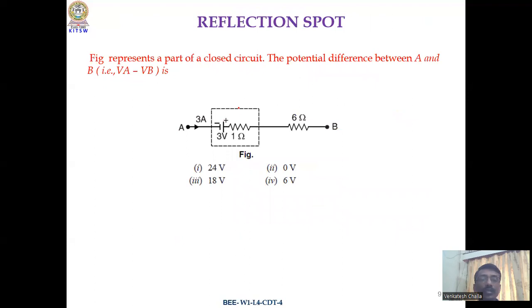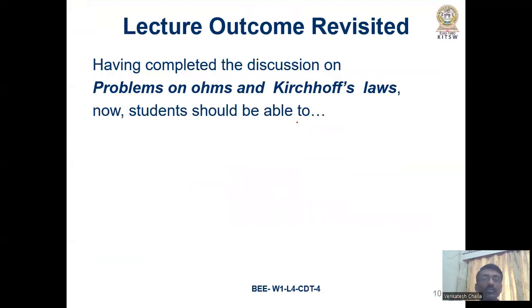Similarly, now solve this one. The potential difference between A and B, VA minus VB, you have to find. So you have to find this voltage. The only thing is the same, dotted lines are given, that's all, which is nothing but the battery and resistor connected. So the answer you have to get is 18 volts.